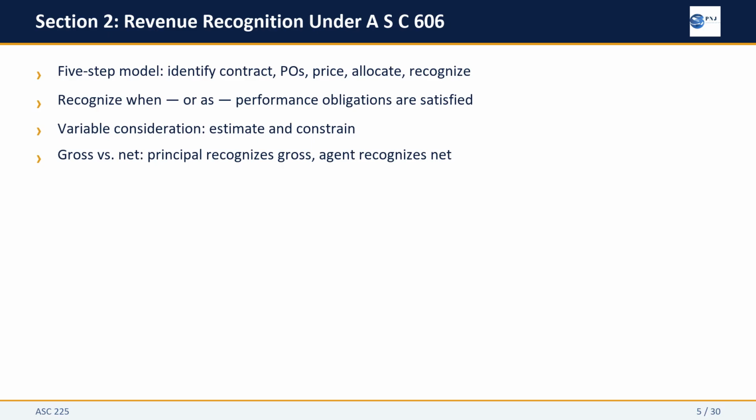Revenue is where it all starts. ASC 606 gave us a single 5-step model that replaced dozens of industry-specific rules. The core question is always the same: when has the entity satisfied a performance obligation? Variable consideration gets estimated and constrained to amounts that are highly probable not to reverse, and the principal versus agent distinction determines whether you report gross or net, a decision with real impact on the top line.